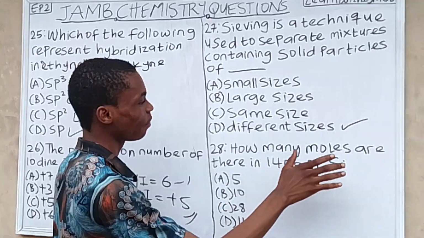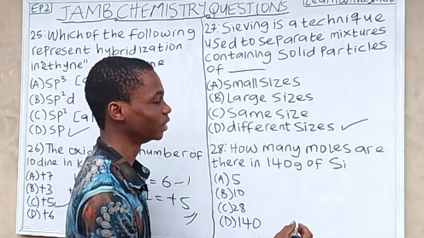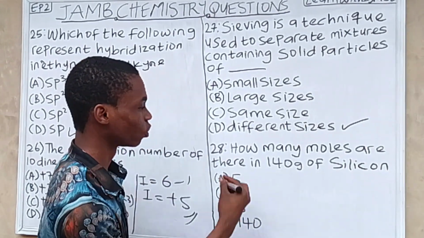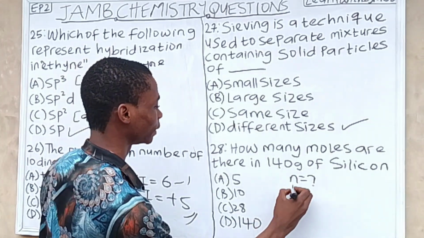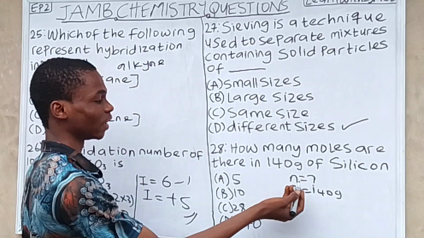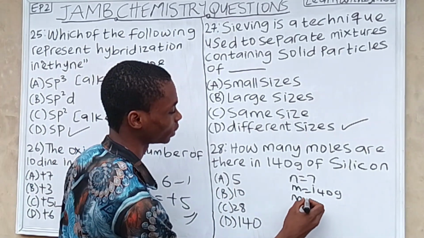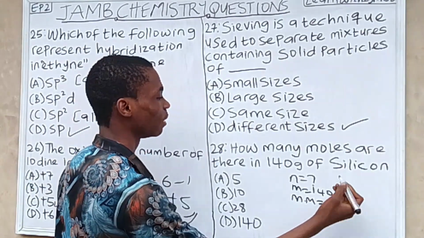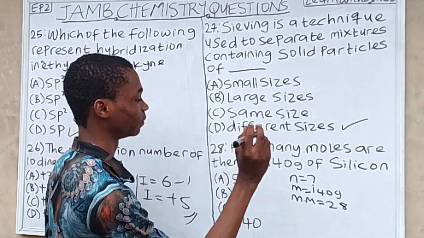Question 28. How many moles are there in 140 grams of Si? This Si means silicon. 140 grams of silicon. So we are looking for our number of moles. Our mass is 140 grams. And to get our number of moles, we need to know our molar mass. What's our molar mass? Our molar mass is 28. The molar mass for silicon is 28, while the atomic number of silicon is 14.